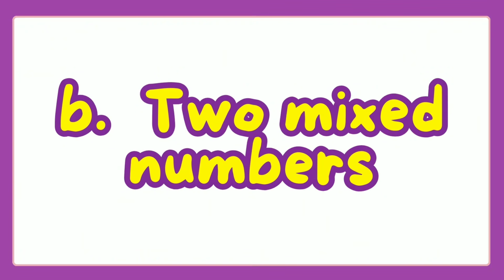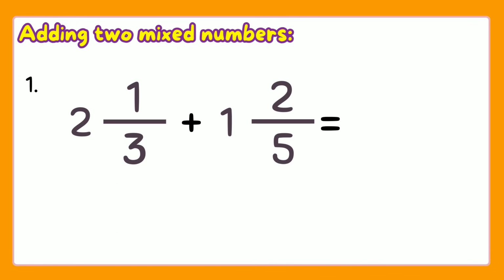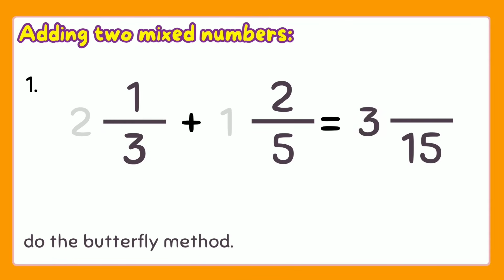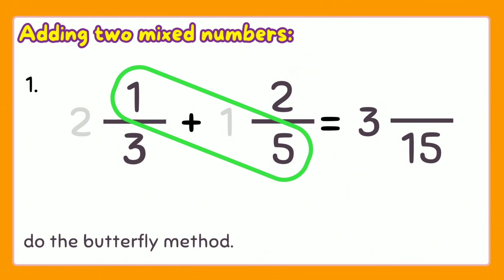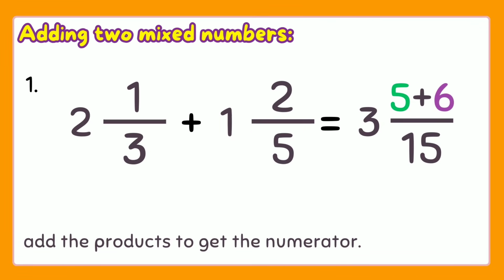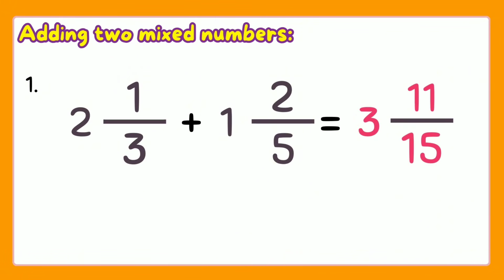Now, let's add dissimilar fractions to mixed numbers. Let's have 2 and 1/3 plus 1 and 2/5. First, add the whole numbers first. So 2 plus 1 is 3. Then, multiply both denominators. 3 times 5 is 15. Then, let's do the butterfly method. 1 times 5 is 5. 2 times 3 is 6. Now let's add 5 and 6. 5 plus 6 is 11. So the answer is 3 and 11/15.